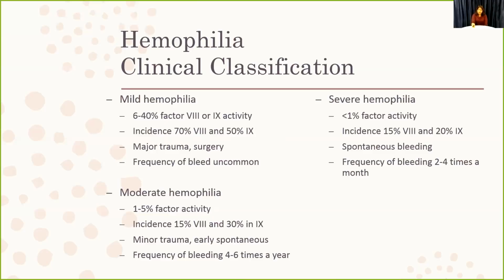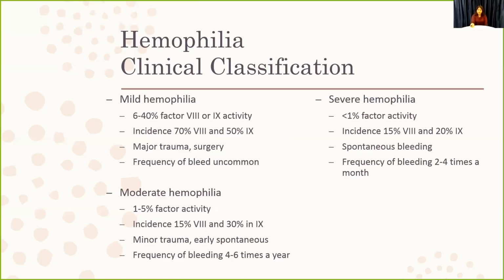Moderate hemophilia, you have 1 to 5% factor activity. Our incidence is 15% for hemophilia A, and then 30% in hemophilia B. These are more minor trauma as well as early and spontaneous bleeds usually. The frequency of bleeding is 4 to 6 times a year. Our moderate hemophilia as well as our severe hemophilia are probably going to present earlier on in the neonatal period or early childhood. For severe hemophilia, you have less than 1% factor activity.